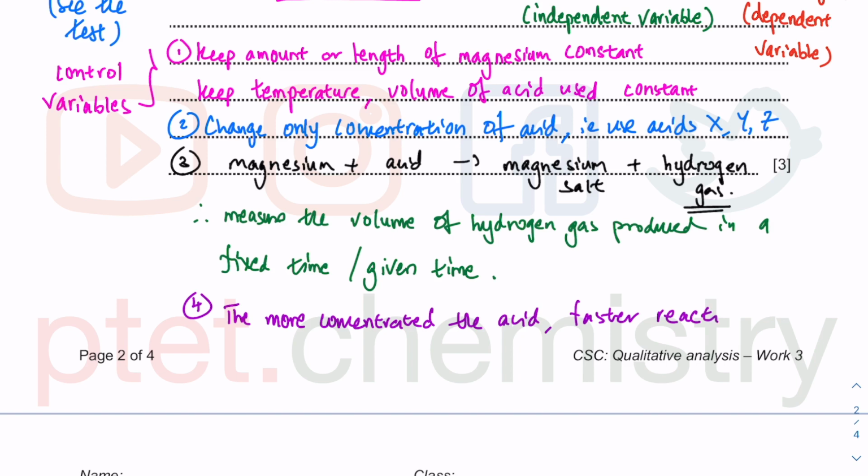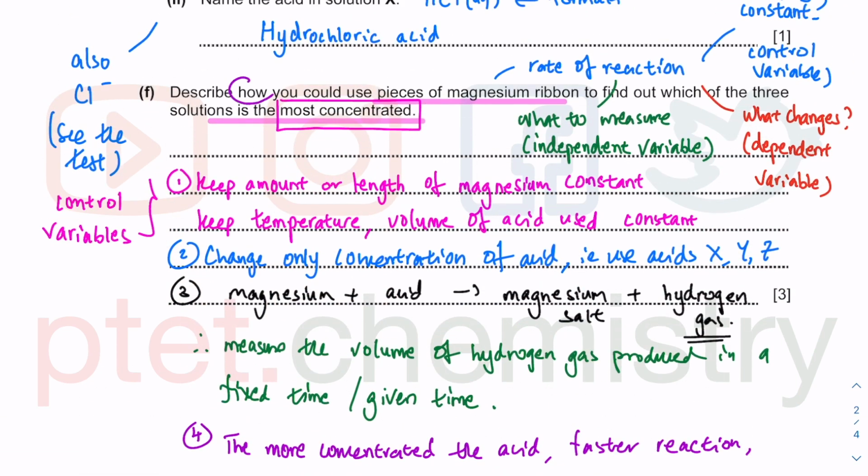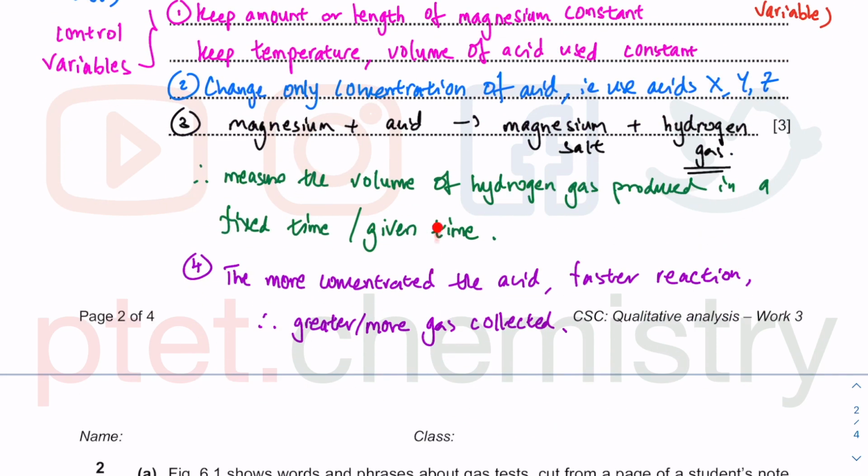If your reaction is faster, therefore we get a greater volume, or we get more gas collected or measured. The question is about how, and also describe. That means a lot of details. In experimental details, what do you keep constant? What do you change? What do you measure?